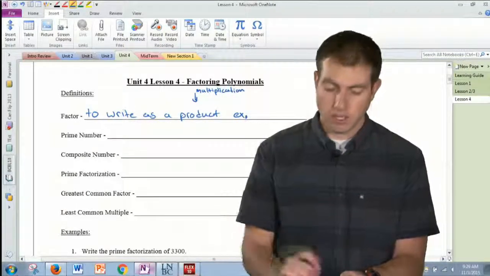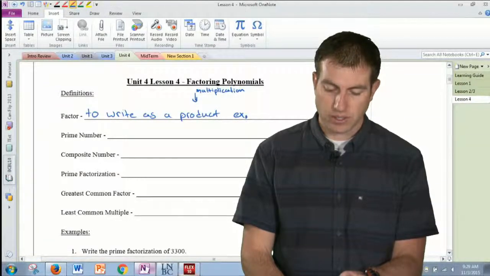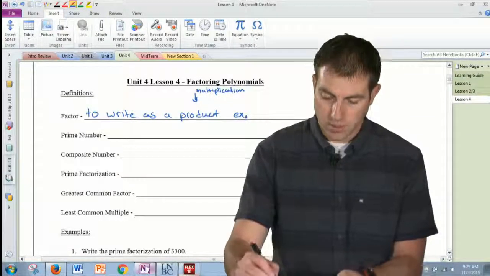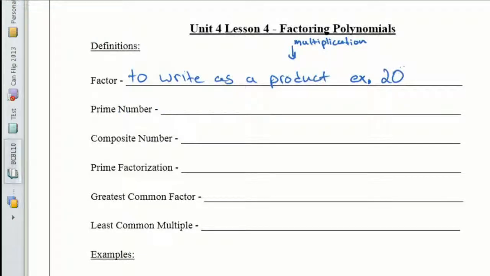So if I'm saying, hey, write something as a factor, that just means to write it as a product. So if I take the number 20, for example, Alex was on it, good job, Alex. How do I write 20 as a product? What numbers can I multiply together to give me 20? There's lots of different ways I can do it. I can multiply 2 by 10, I can multiply 4 by 5, I can multiply 2 by 2 by 5, and I've written 20 as a factor. So these are the factors of 20, 2 and 2 and 5.